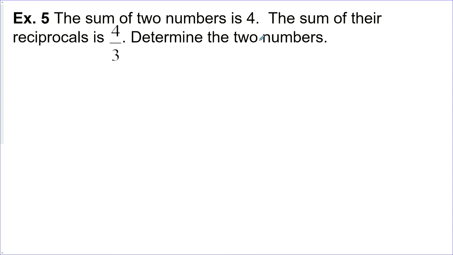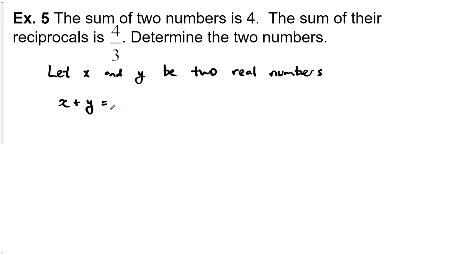The sum of two numbers is 4. The sum of their reciprocals is 4/3. We need two variables here. Let x and y be two real numbers. And the first sentence translated into math would be x plus y is equal to 4. The second sentence, the reciprocals, is 1 over x plus 1 over y, and that adds up to 4/3. Now we have two equations with two unknowns. That means we can solve this.